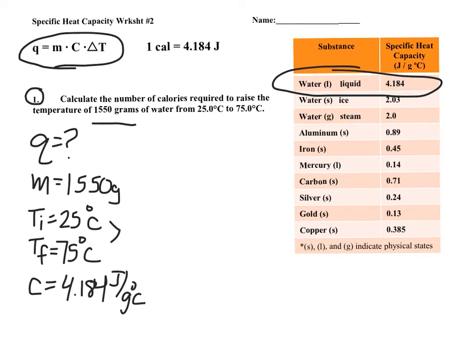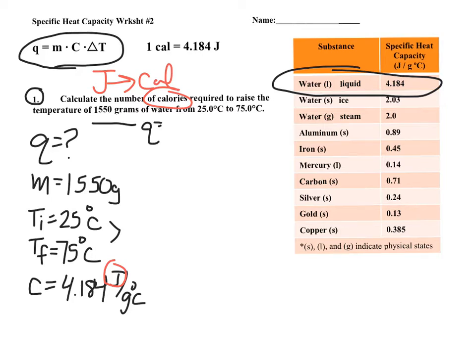So when I end up solving, my answer is going to be in joules, and I want my answer eventually in calories. So that means once everything is done, I'm going to need to convert my joules into calories so that I can get the proper answer. Just to keep that in mind, it's going to be a little extra step. No big deal, nothing overwhelming. All right, let's start plugging in.